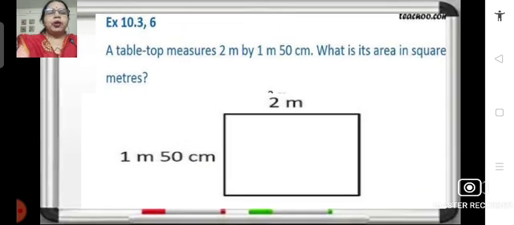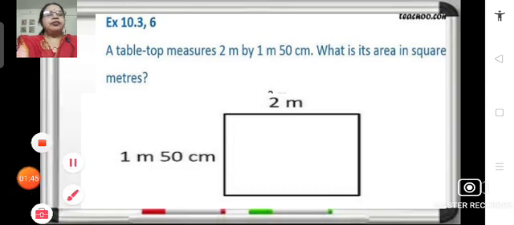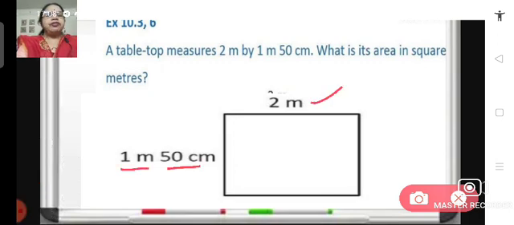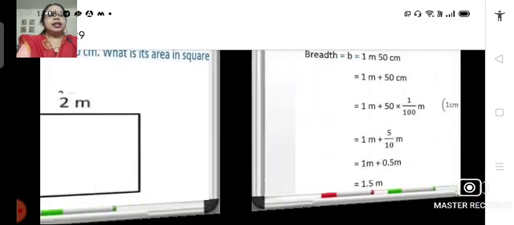Then problem number 6 of exercise 10.3. A tabletop measures 2 meter by 1 meter 50 centimeter. That means the length of the tabletop is 2 meters. And what is its breadth? It is 1 meter and 50 centimeters. What is its area in square meters? So we have to find the area of this rectangular tabletop in square meters. Let's see how we solve this.